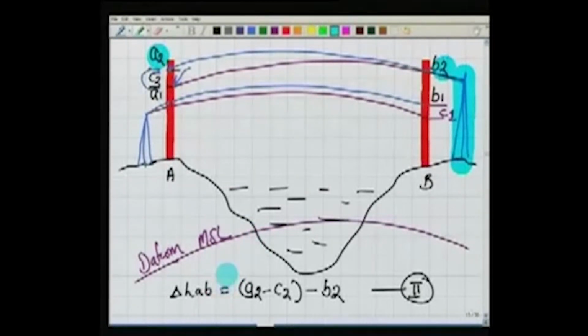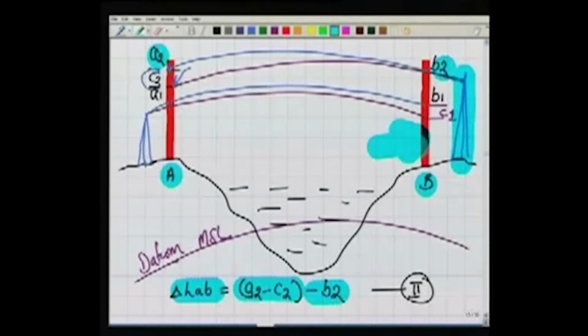So this is what I am trying to do now. What we are doing here, the difference in elevation between A and B, delta HAB, I am writing for this case as A2 minus C2, because whatever I am reading at A2, I am applying correction to that, minus B2. No correction at B2 because the staff at B is very near to the instrument. Well, one thing is very important here. How about the values of C1 and C2? If we are taking, this is important, if we are taking these observations simultaneously.